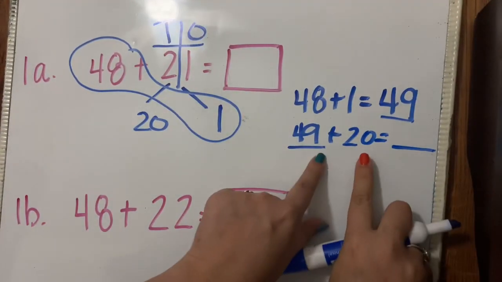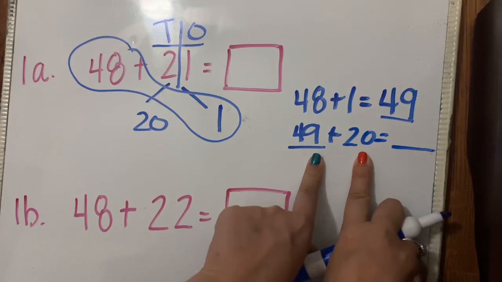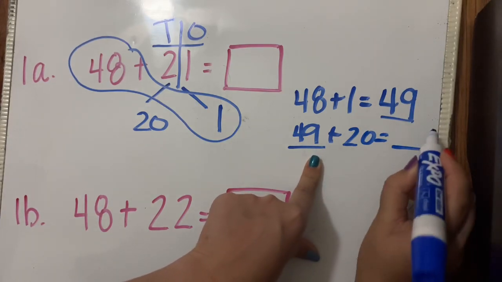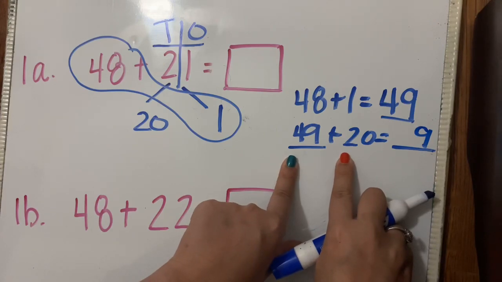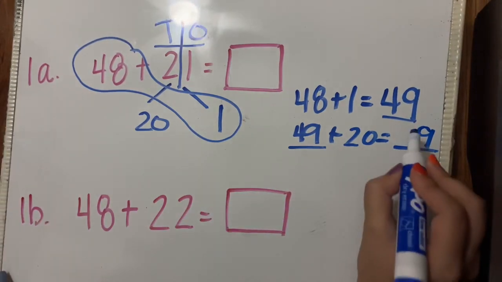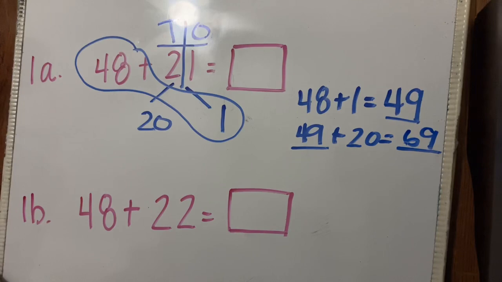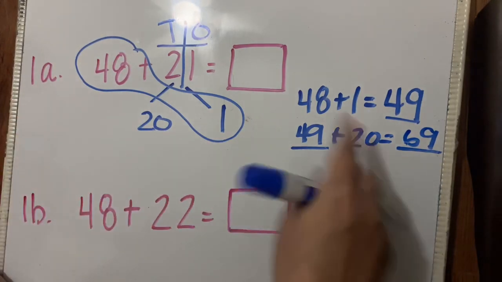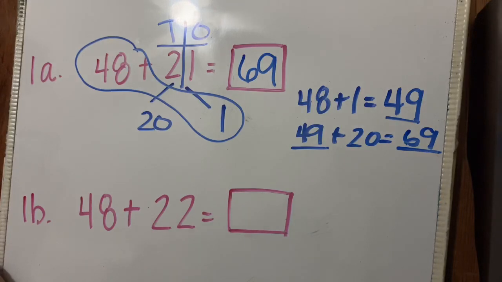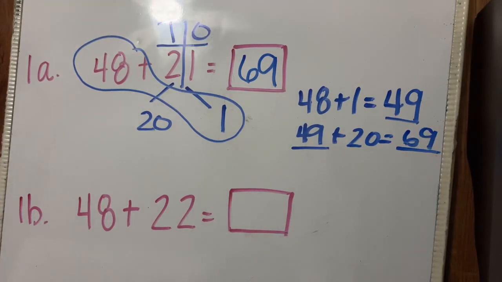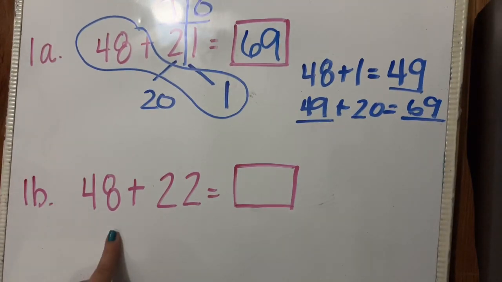So look at the ones place. I have 0 and 9. So 9 plus 0 is 9. And now I have 4 plus 2, which is 6. So my answer for 1A is 69. Easy enough, right? All right, so now let's move on down to 1B.